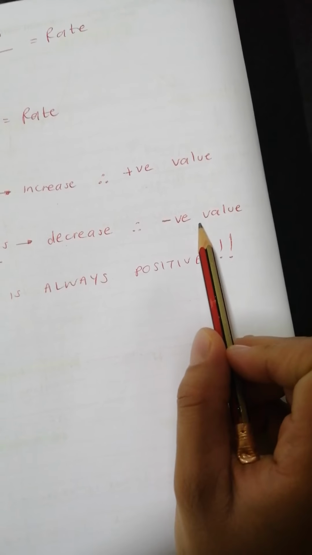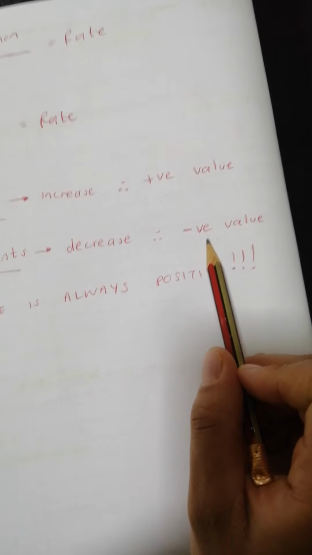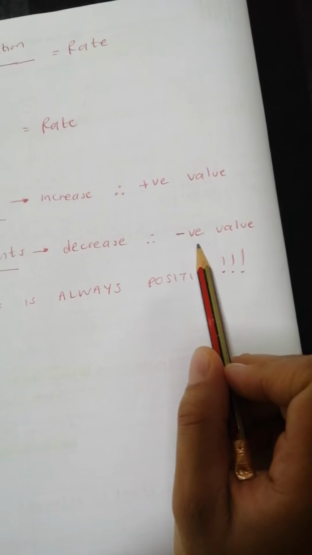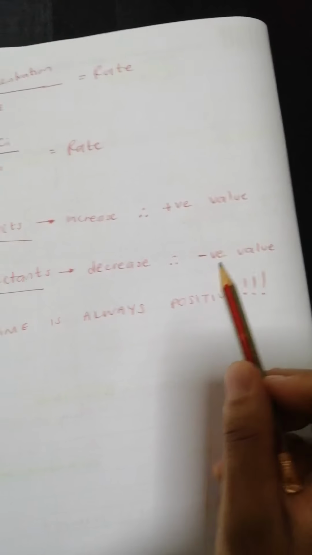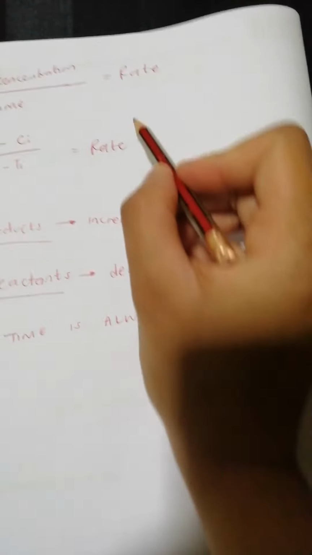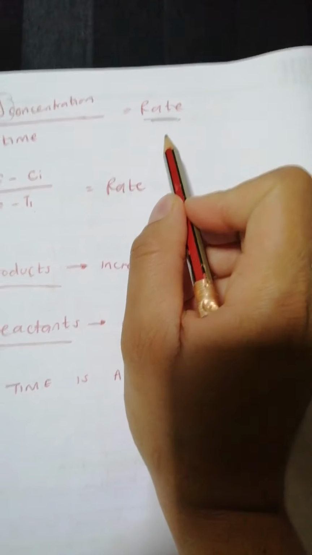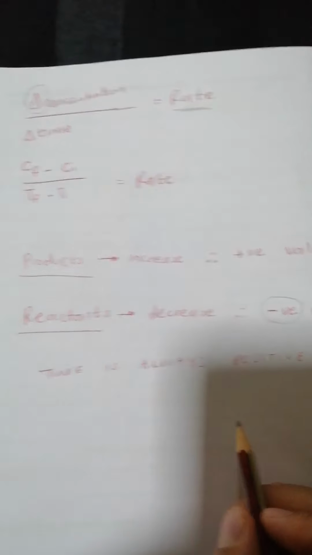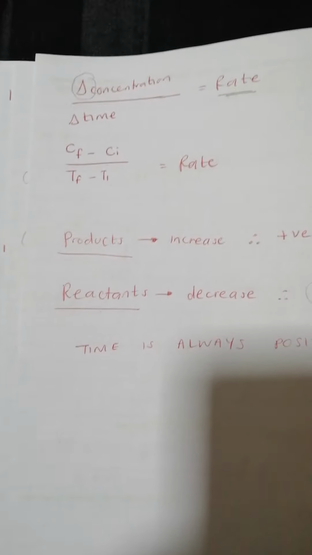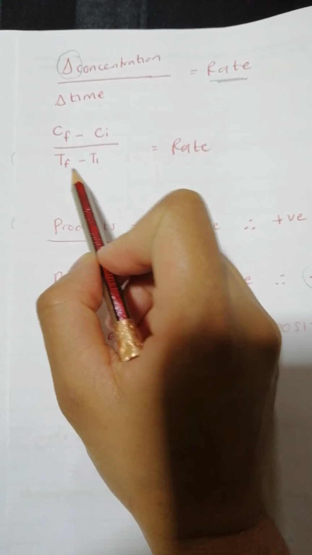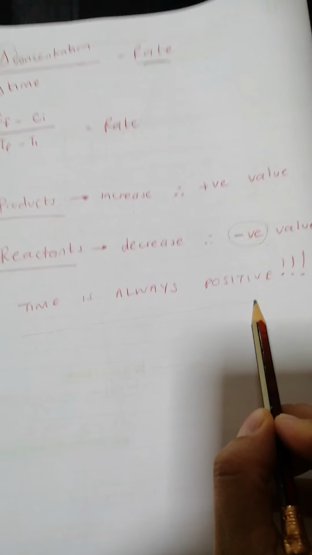So if you work out final concentration minus initial concentration for reactants, you will get a negative value. Now, the negative value does not mean the reaction rate is slow or the reaction is happening very slowly or going backwards. It just indicates that it is for reactants. So every time you see a negative value for the rate of reaction, do not think it means it's a slow reaction. It just means that it is in terms of reactants. But it doesn't matter whether you're doing it with products or reactants. Time, which is final minus initial, always has to be positive. Time is always positive no matter what.